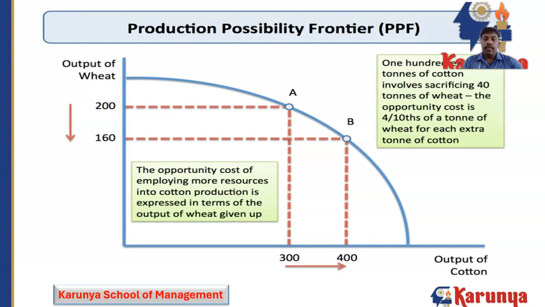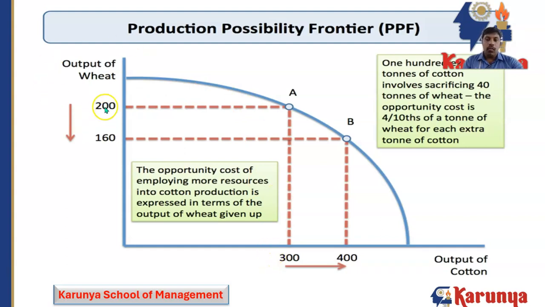Just imagine, 200 is the maximum level of wheat produced, in tons. 400 is the maximum level of cotton. We are producing 200 tons of wheat by employing all the resources available: land, labor, capital, organization, and so on. And we will be able to produce only 300 tons of cotton.